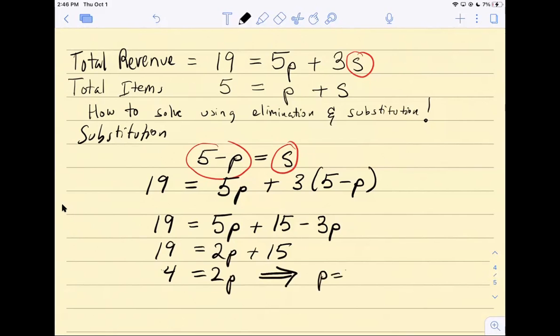P equals 2. And which one did you like to plug into? I plugged it into 5 equals P plus S. Excellent. So you can plug back in, and you get S is equal to 5 minus 2, which is equal to 3. Excellent. Well done. Amy, that was really good. Are there any questions on substitution, the substitution approach here?